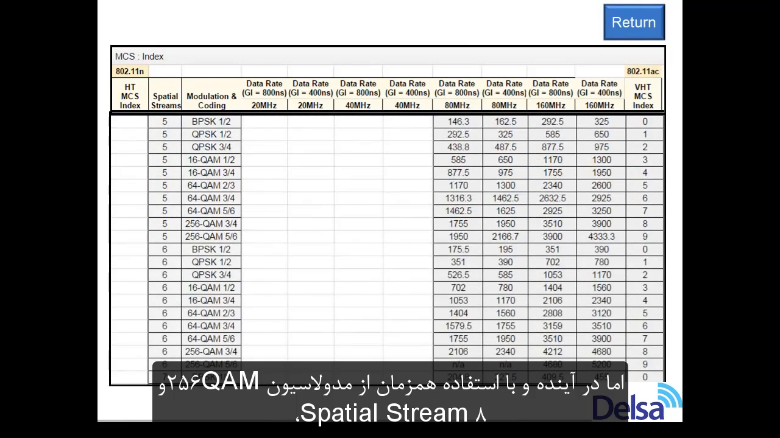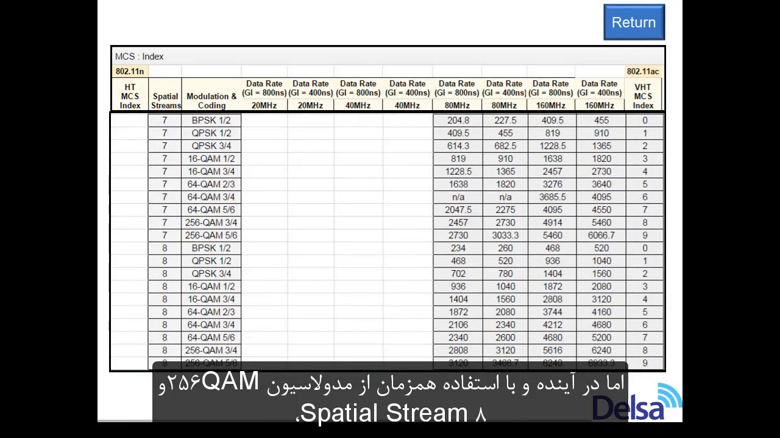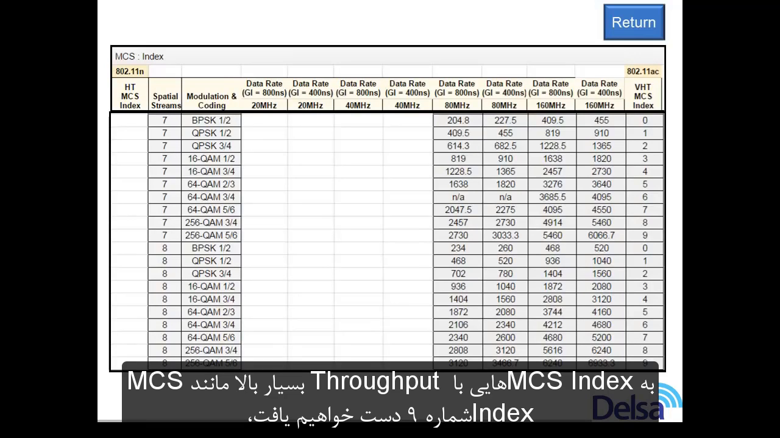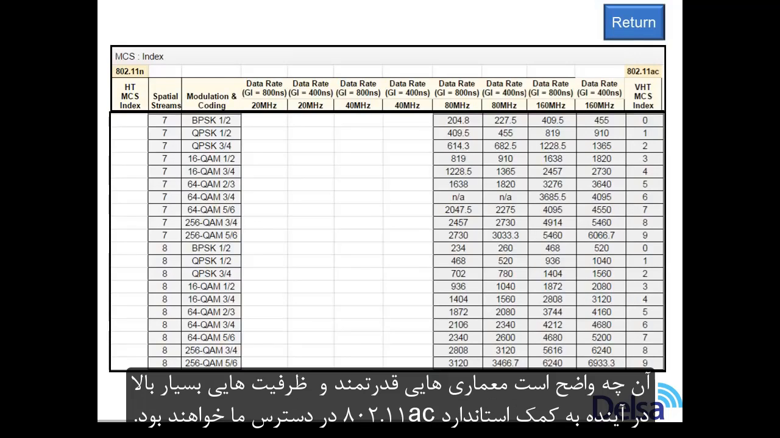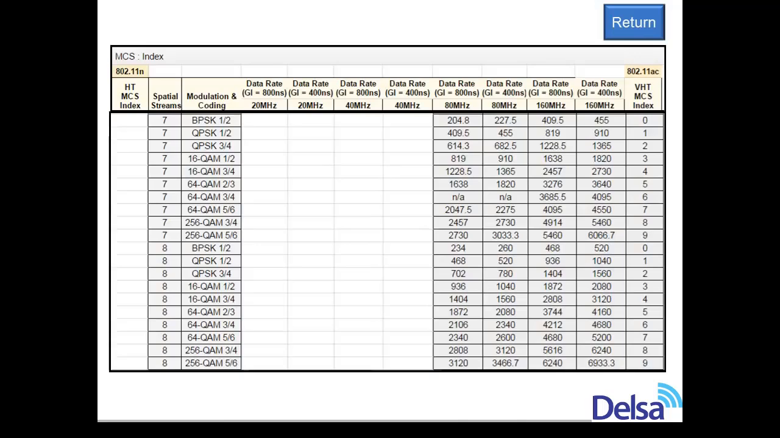But looking ahead into the future, if we start to use 8 spatial streams with 256 QAM, you can see using the very high throughput MCS index for 8 spatial streams, that is an MCS index of 9, we can get just shy of 7 gig of throughput. So there's plenty of architectural headroom with this technology, and the future of 802.11ac looks very exciting.